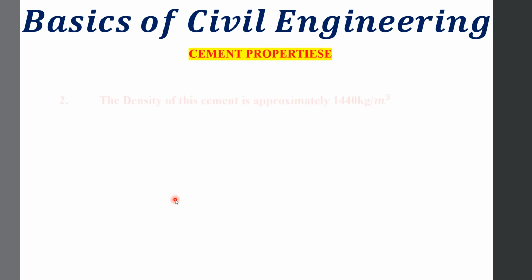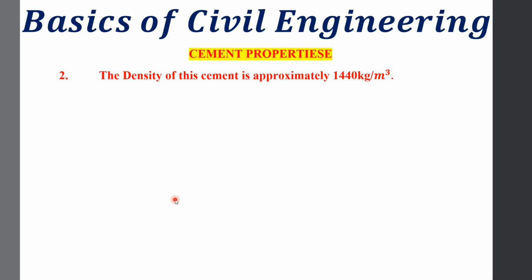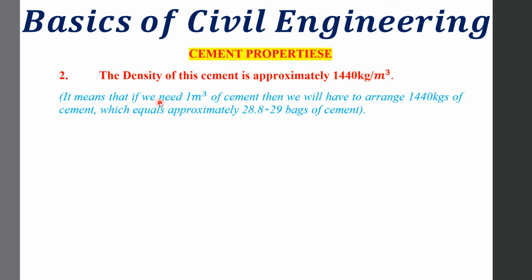Next thing in cement properties is the density of cement. The density of the cement which is present in a 50 kg bag is normally 1440 kg in 1 meter cube. What does it mean? This density means that if we need 1 meter cube volume of the cement, then we will have to arrange 1440 kgs of cement, which equals approximately 28.8 or 29 bags of the cement.